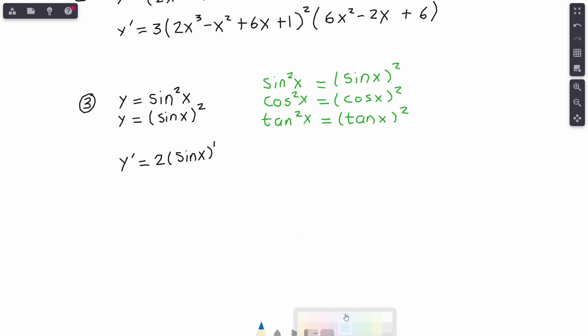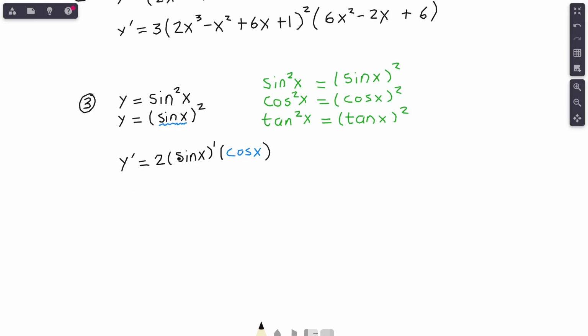And now the chain rule says we've got to multiply by the derivative of the inside. So we've got to multiply by the derivative of sine. What is the derivative of sine? Well, the derivative of sine is cosine. So we've got to multiply this by cosine x, the derivative of the inside. And that's our answer.